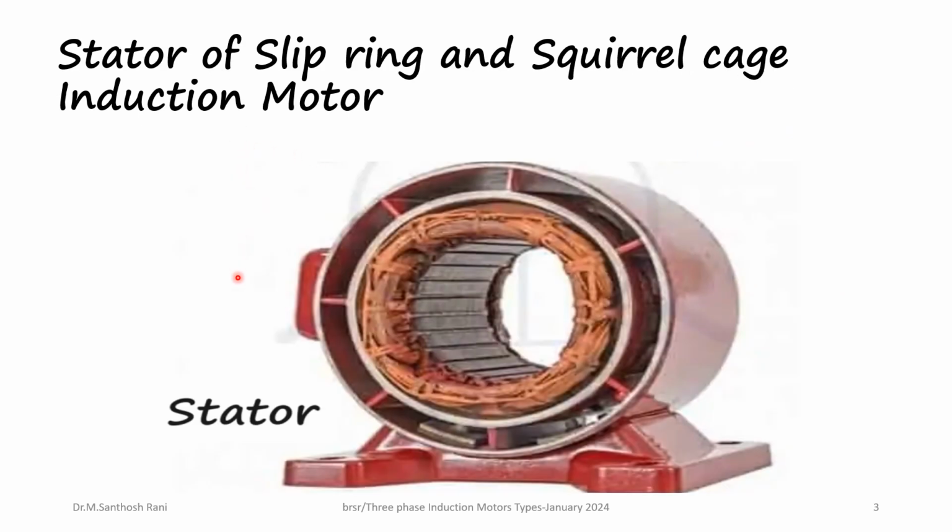Let us see the construction of a stator of a three-phase induction motor. The stator of a three-phase induction motor carries a three-phase winding connected either in star or delta, and the stator of both slip ring and squirrel cage induction motor look alike. The basic difference comes only in the rotor.